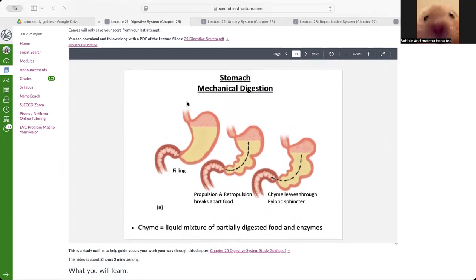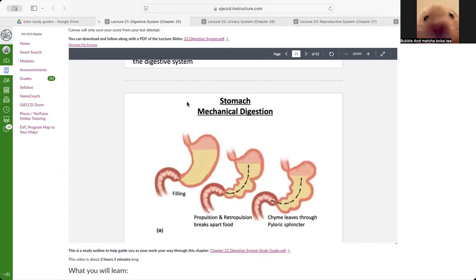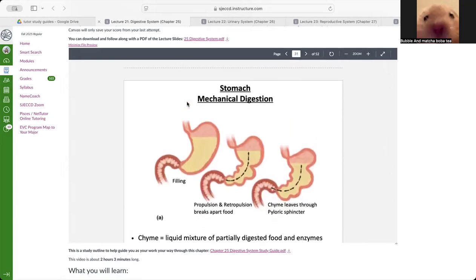So we're gonna start on the mechanical digestion. So this one basically breaks apart food by using all three muscle layers. Okay, so first step, we have the propulsion and retropropulsion. This one moves the food back and forth within the stomach.